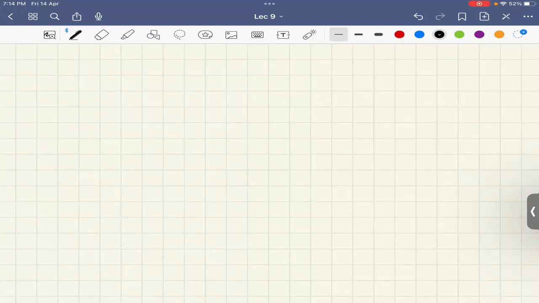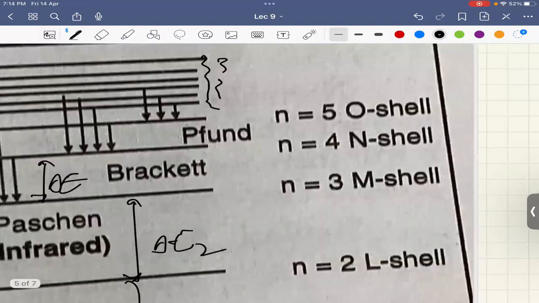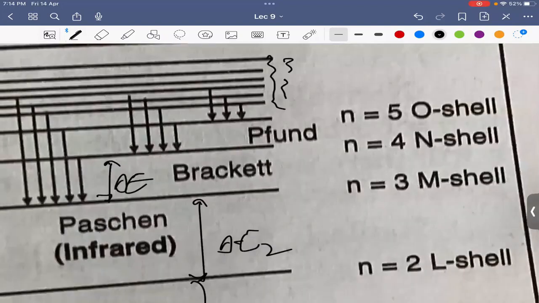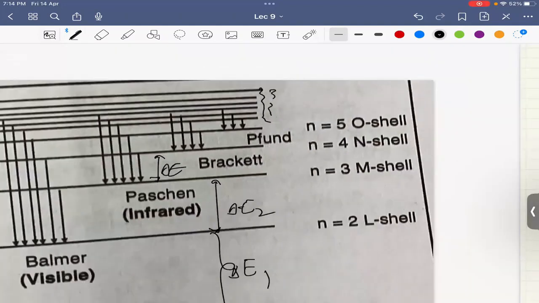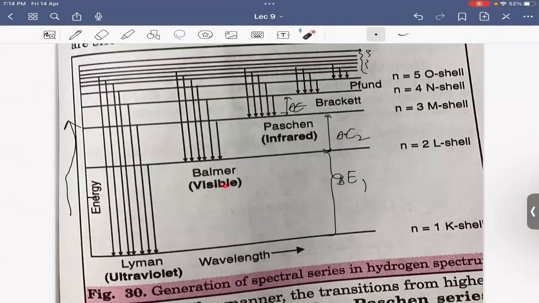Similarly, the lines obtained when an electron jumps to the second energy level, n equal to 2, from a higher energy level are called the Balmer series, right? In a similar manner, the transition from a higher energy level to n equal to 3 produces the Paschen series, right? Similar is the case with the Brackett and Pfund series, right?